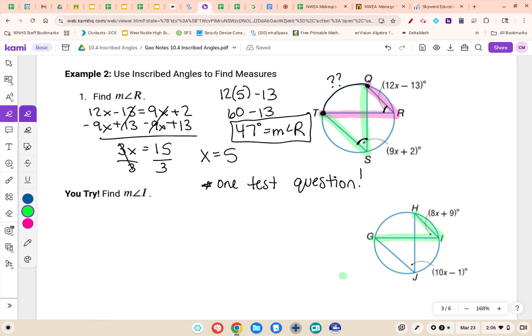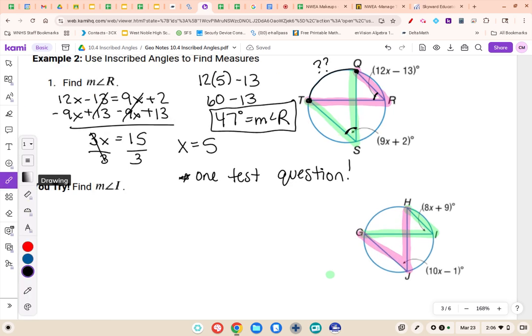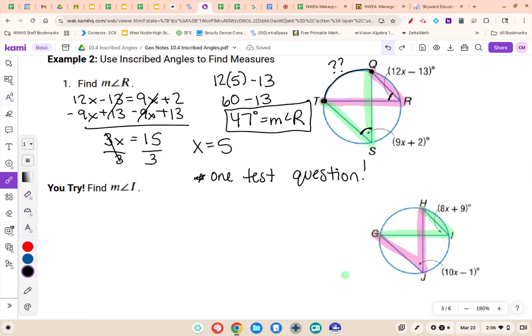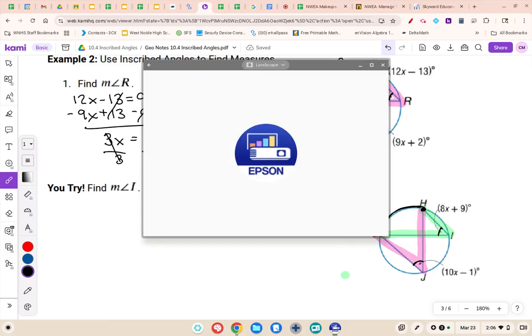We've got angle I and we've got angle J. And they have these same endpoints, both G and H. So they are related to this same arc here, which means these have to be congruent to each other. So we're going to set them equal again. So we have 10x minus 1.